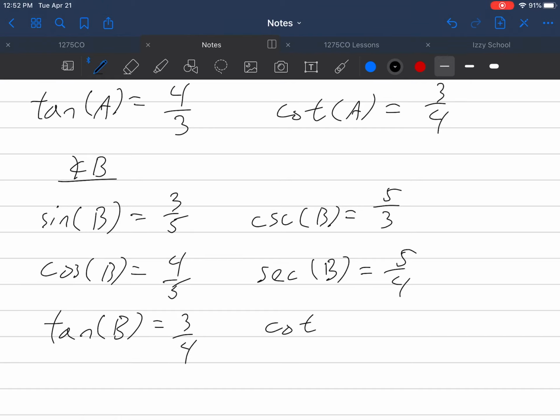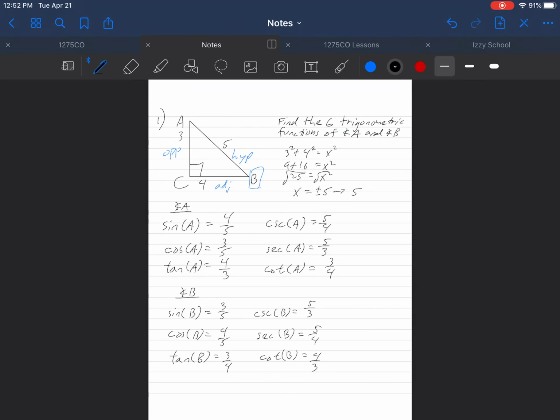And then the cotangent of B is going to be 4 over 3. So these are all 6 trig functions of A and then of B.